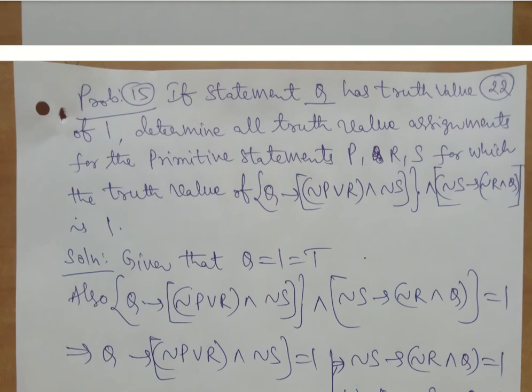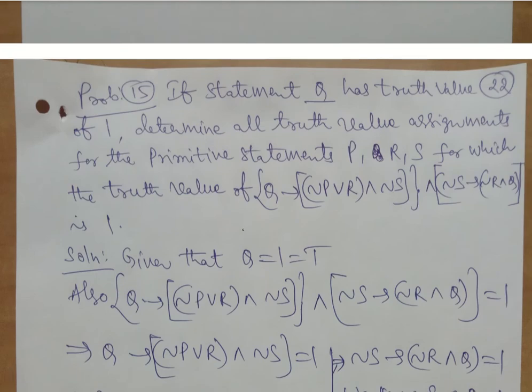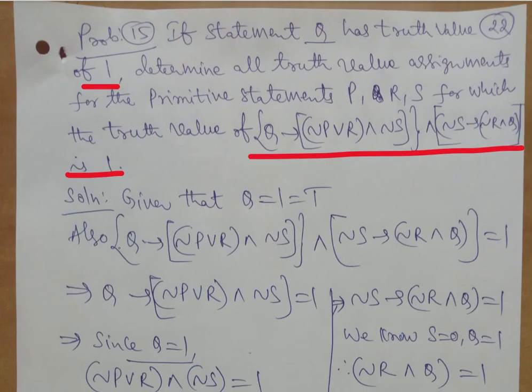Okay. Another important problem. It was actually asked in the exam for 7 marks recently. If statement Q has a truth value of 1, determine all truth value assignments for the primitive statements P, Q, R, S for which this is true. I think if you solve this, we can conclude that you know all these 21 pages. Okay, so let us see how it is.